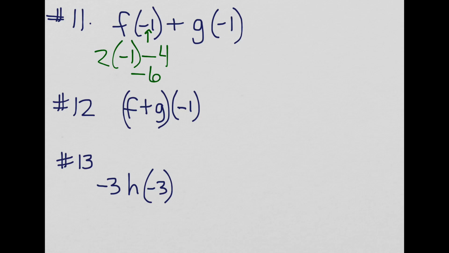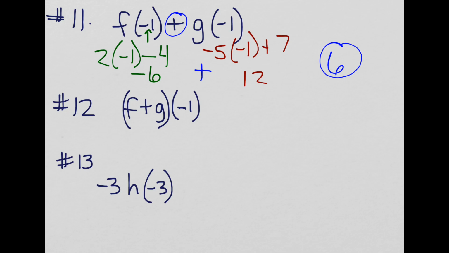Then let's find g of negative 1. That is negative 5 times negative 1 plus 7, which is 5 plus 7, which is 12. But we had to add them together. So negative 6 plus 12 is 6. And that's your answer for number 11. And remember, number 12, it's exactly the same as number 11. It's just written differently. So this is another way of saying f of negative 1 plus g of negative 1. And hey, haven't we done that before? Yeah, we have.